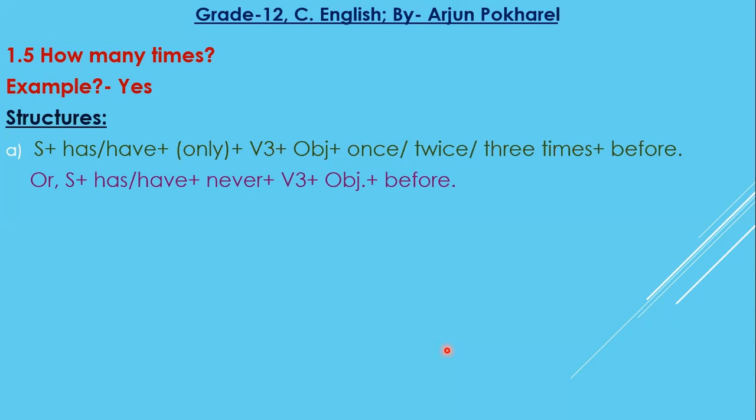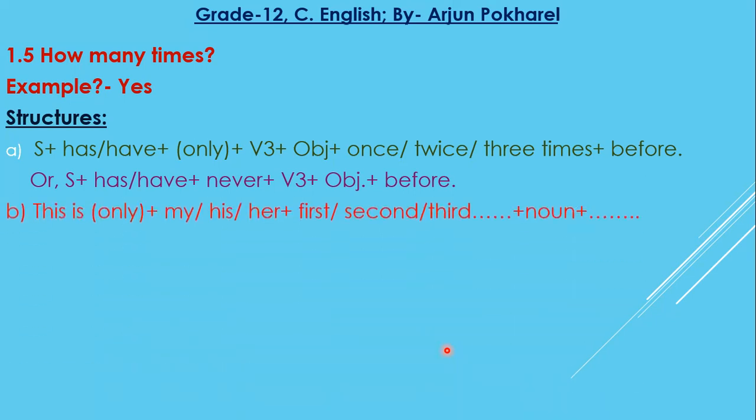Or: subject plus has/have plus never plus p3 plus object. I have never been to Pokhara before. In this way, you can say three times, four times, one time. If this is the first time, it is a new experience. So either you use the first structure or this other structure.